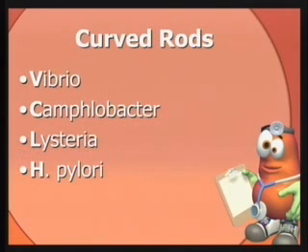Third most common, I would say, is curved rods, because they always throw that in a vignette, curved rods. If I see curved rods, I don't have to read anymore. I drop down and see how many of those are on the list. Is it Vibrio, is it Campylobacter, is it Listeria, or H. pylori? They will never have more than 2.